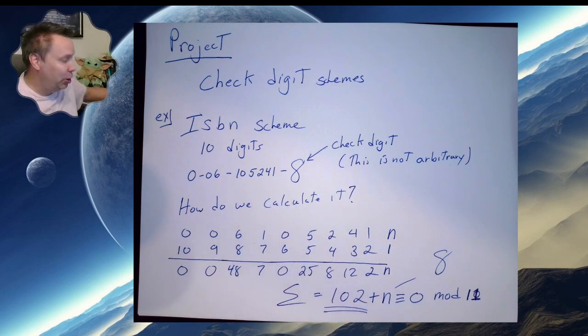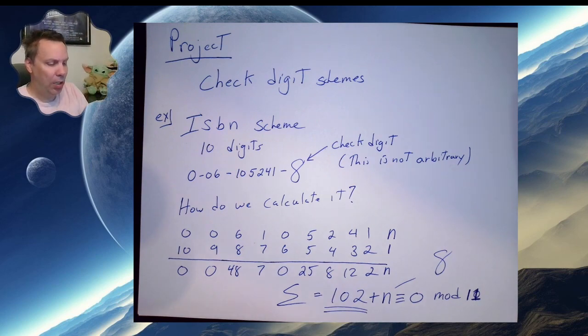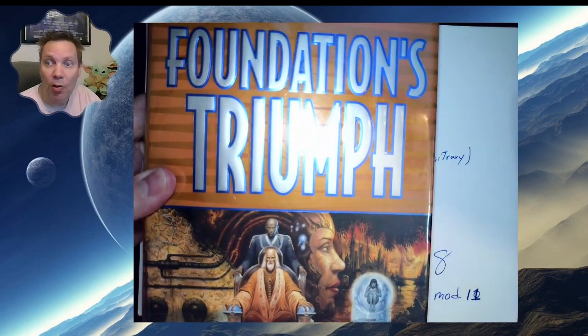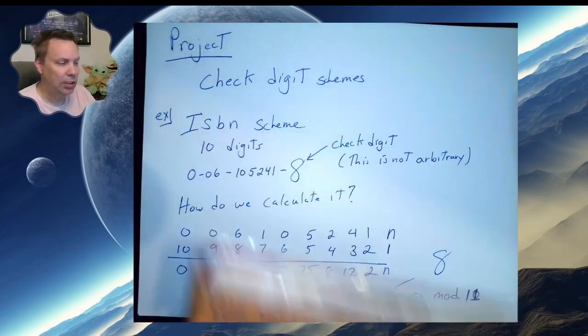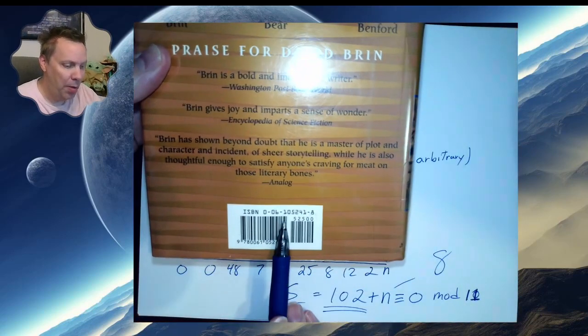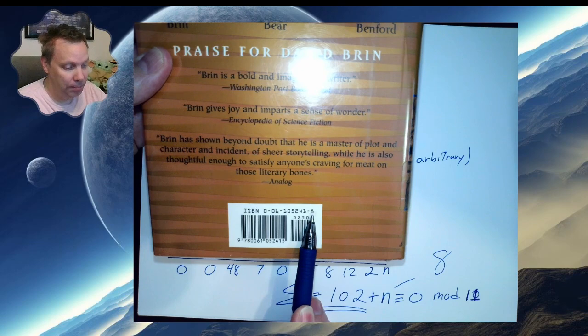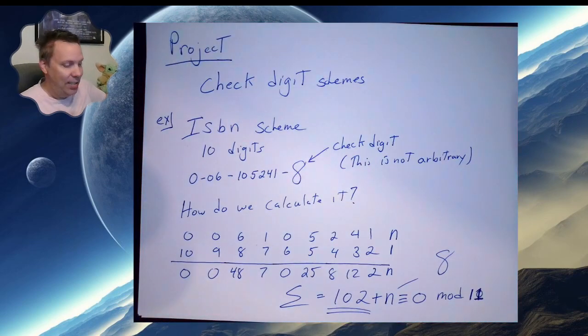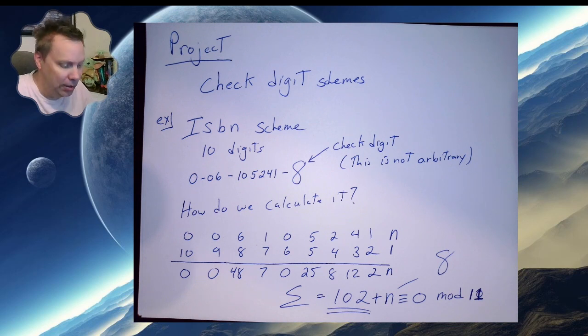Now, this is an actual book. It comes from a book called Foundation's Triumph. This is part of Isaac Asimov's big Foundation series. And this is the actual number on the back of the book. It ends in an 8. This 8 is not arbitrary. So I want to actually sit down and do some calculations and show you how I got this.